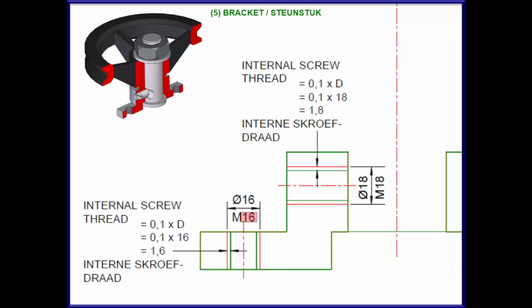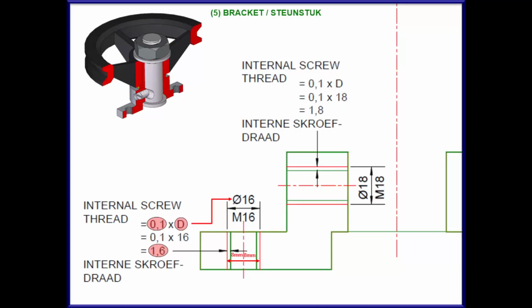The 16 next to the M is the diameter of the internal thread. This means from the left side of the thread to the right side of the thread will be 16 millimeters. From the center line to the right of the thread will be 8 millimeters, and from the center line to the left of the thread will be 8 millimeters. It will always be 0,1 times D. The D refers to the diameter of the hole or the internal thread or the shaft. So it will be 0,1 times 16, which is 1.6 millimeters.